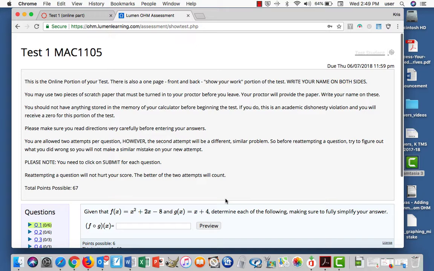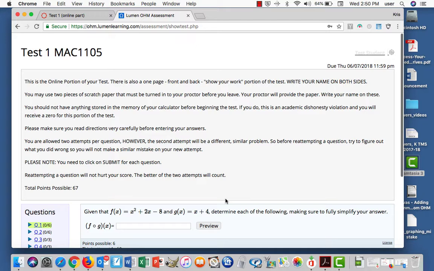You are allowed 2 attempts per question. However, the second attempt will be a different, similar problem. So before reattempting a question, try to figure out what you did wrong so you will not make a similar mistake on your new attempt. I strongly recommend that you write the problems and number them on the scratch paper that's provided. That way you can find your work and think about what you may have done wrong.